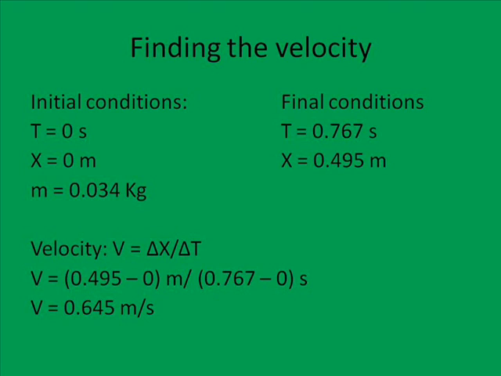Before constructing the model in Python, we must determine a few things. The mass of the toy car is 0.034 kilograms, and by using the velocity formula, which is the velocity is equal to change in position divided by the change in time, we find that the final minus initial position is 0.495 meters, and that the final minus initial time is 0.767 seconds, therefore giving us a velocity of 0.645 meters per second.